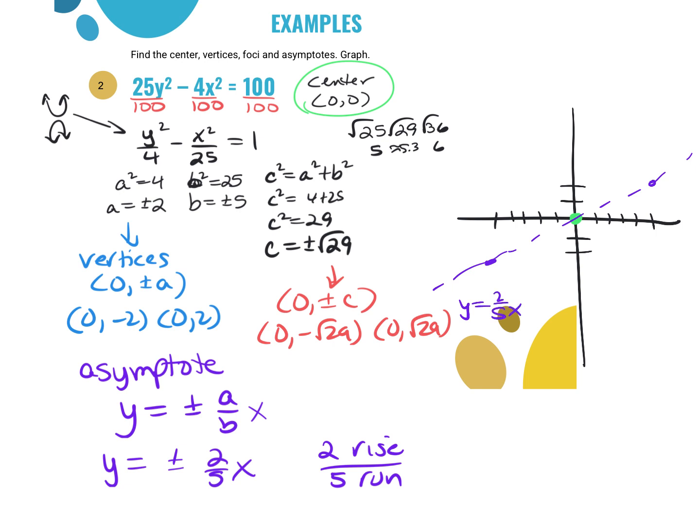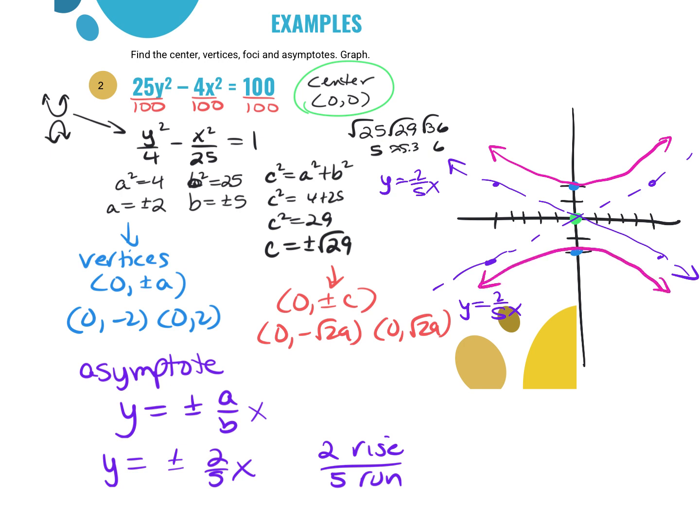I can also go up and over to the left or down and to the right. Again, it's like a box that you're forming. So this is y equals negative 2 over 5x. Next, I'll get my vertices on here. So 0, comma, negative 2, and 0, comma, positive 2. And again, use the asymptotes as your guide for your graph. So we'll just skim along, going through the vertices. I'm not looking for additional points, just use the asymptote as the guide.